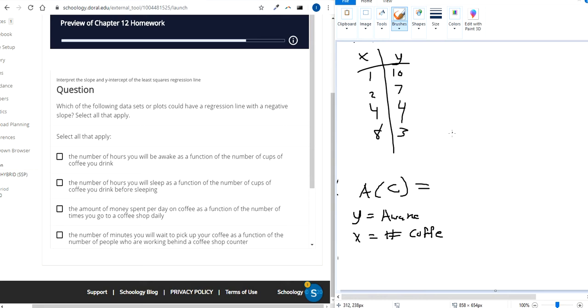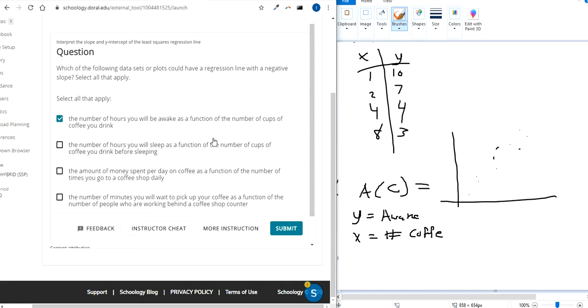So just try to imagine what that scatter plot would look like. As coffee goes up, the number of hours you're awake should probably go up too, right? If you drink tons of coffee, you're probably awake a little bit more at night. So that's a positive correlation. We're supposed to identify the regression line with a negative slope, so we're not going to select that one, because as you read this from left to right, the numbers are going up.